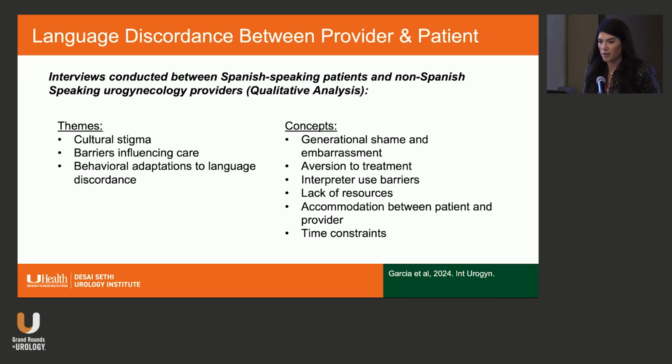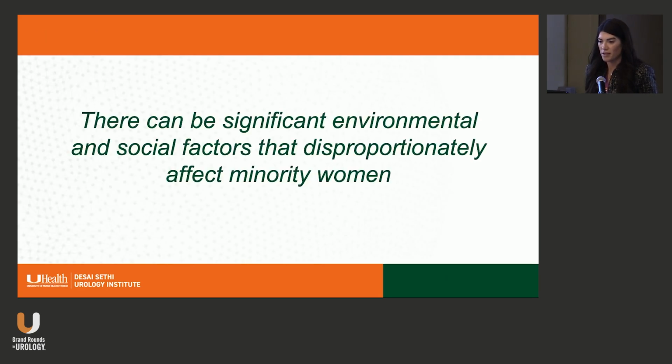This is a study looking at discordance of language between provider and patient. I think this is so crucial, a little bit more pertinent for where I practice, but barriers include behavioral adaptations to language discordance between the provider and the patient, interpreter use barriers, time constraints, and accommodation between patient and provider. So I think we really need to acknowledge this and look into this more.